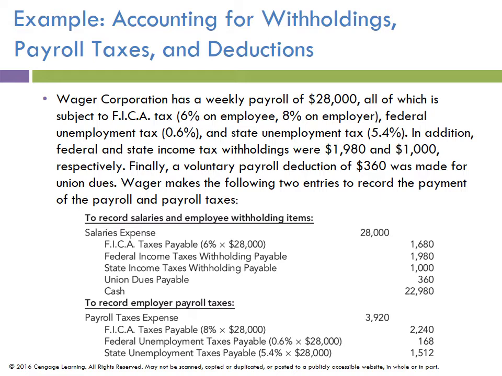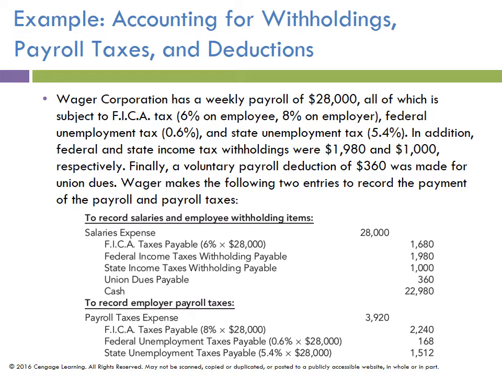Take a look. FICA taxes payable, 6% of $28,000. So all those employees who made up that $28,000 payroll paid a total of $1,680 for FICA. And that FICA amount includes OASDI and Medicare. They just simplified it here. Federal income taxes, they told us, were withheld of $1,980 from that $28,000. State income taxes, $1,000, and union dues, $360.